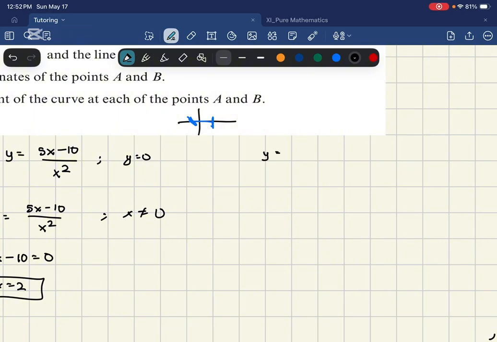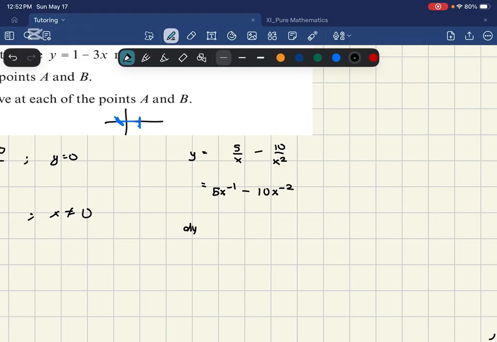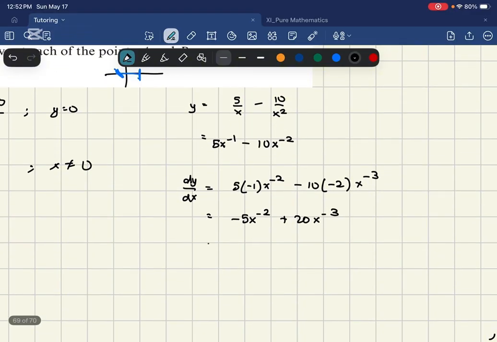Now y, I can write it as 5 over x minus 10 over x squared. And I can write this as 5x to the power minus 1 minus 10x to the power minus 2. So dy by dx is just 5 times minus 1 x to the power minus 2 minus 10 times minus 2 x to the power minus 3. You get this expression, right? Minus 5 over x squared plus 20 over x cubed.